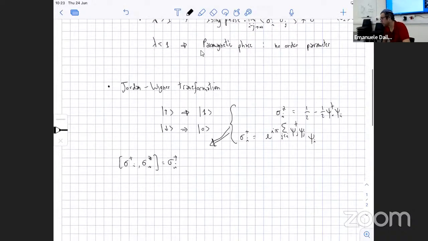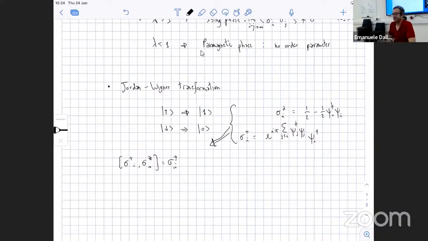There is also the inverse transformation, though I'm not sure we really need it here. Sigma plus should be the creation operator, right? Sigma plus is adding a spin, flipping a spin up, so it's actually going to be the creation of a fermion. Okay, good. So this is a possible definition, and one can check that indeed it works. The price to pay is that this is a very non-local transformation. The spin operators become very non-local.